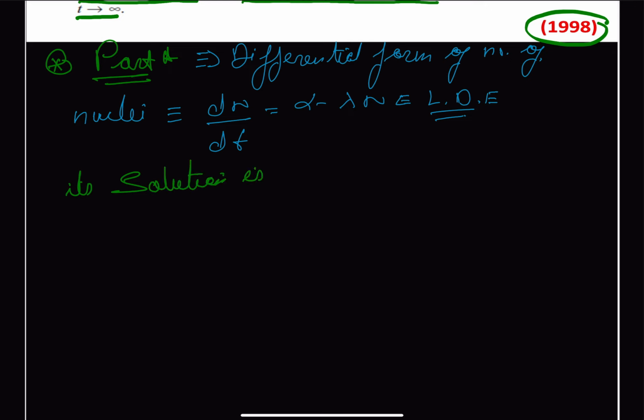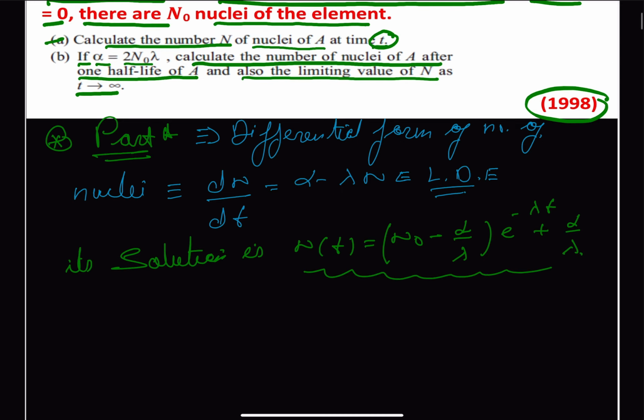n of t is equal to n0 minus alpha by lambda, multiplied by e raised to power minus lambda t, plus alpha upon lambda. And this is the number of nuclei at any time t.